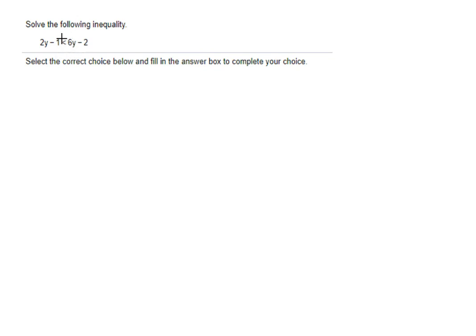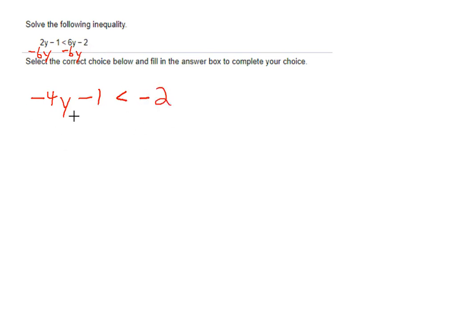All right, so we're going to solve this inequality just like we'd solve an equation. I'm going to start by getting my y's to one side of the inequality. So I'll subtract the 6y from the right-hand side. Do the same thing to the left-hand side to balance that out. So we get 2y minus 6y, which is negative 4y. We have the minus 1 less than, and then the minus sign here becomes a negative sign, so negative 2.